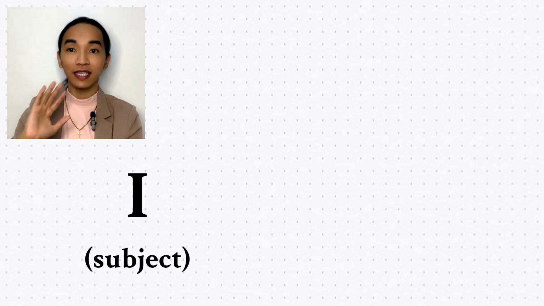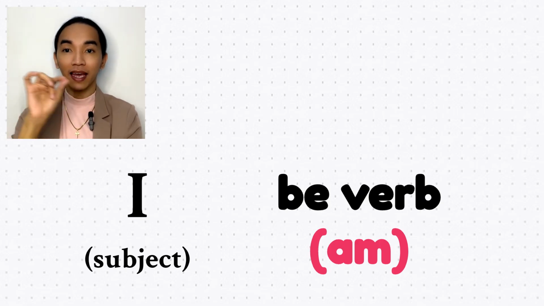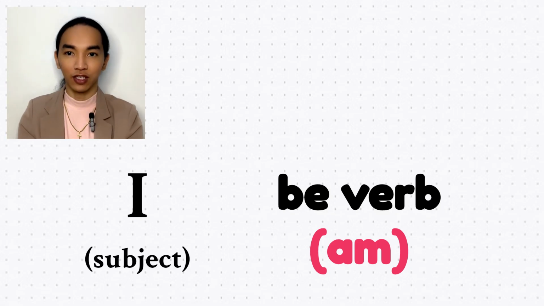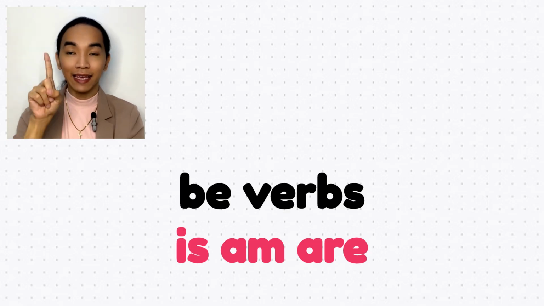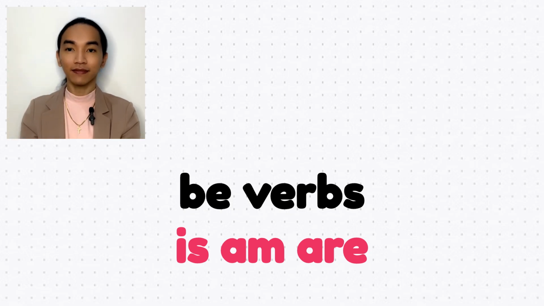Now, in case of am, we only use the subject I. So if your subject is I, then use am. So I am plus verb ing. Okay? Remember, your be verbs in present forms are is, am, and are. Okay?